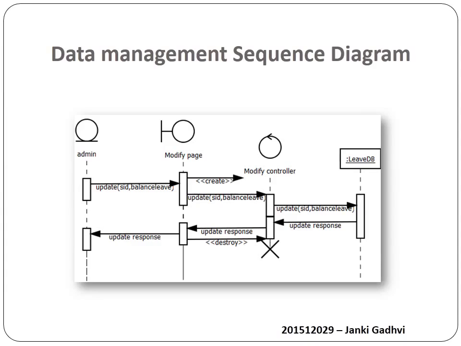Update method would be used to send the request to the modify controller via the boundary object. The controller will make the change in the database according to the admin request, and an update response would be generated to admin through the controller.